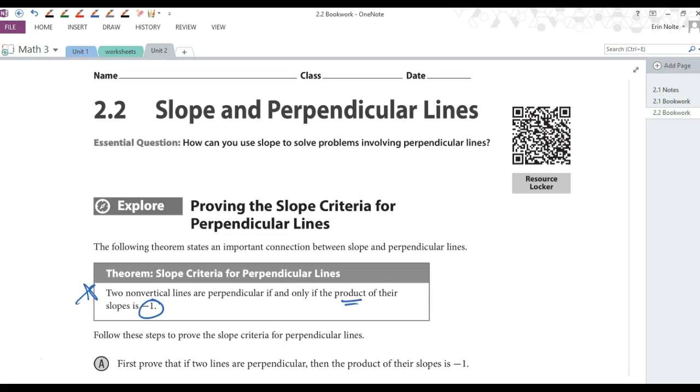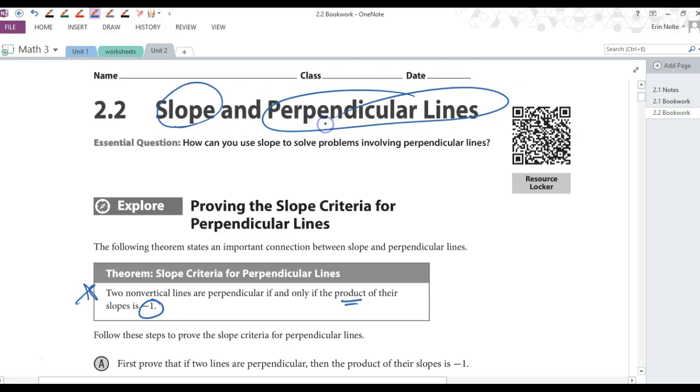Okay, so we are moving on to 2.2, which is now going to be slope and perpendicular lines. On Tuesday we talked about slope with parallel lines, so we knew from that whole thing that parallel lines have the same slopes. So now we're going to look at how the slopes of perpendicular lines relate.